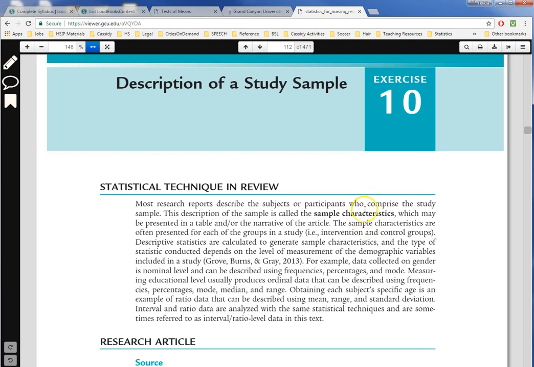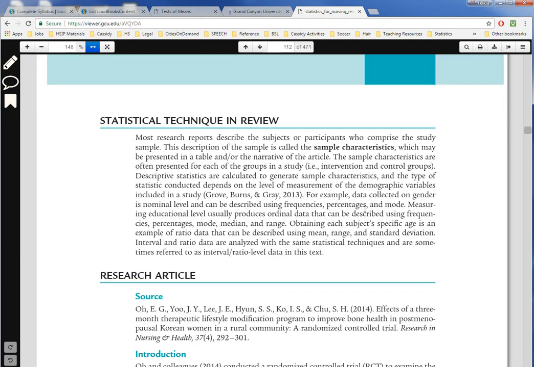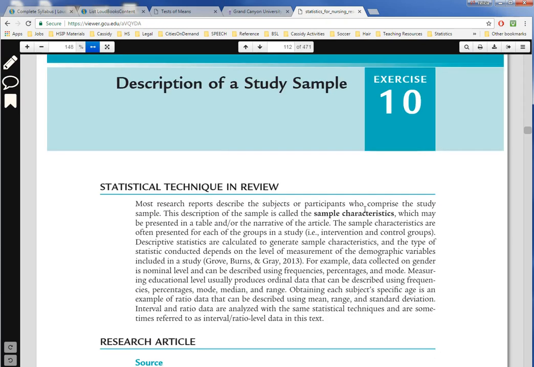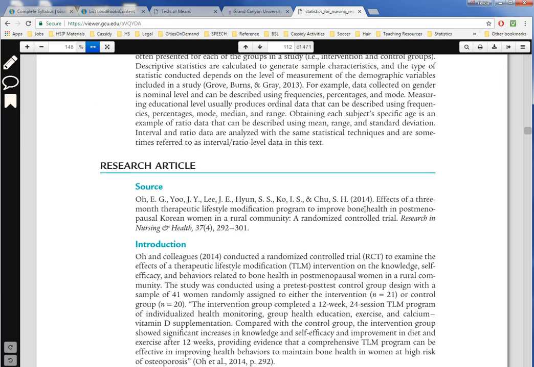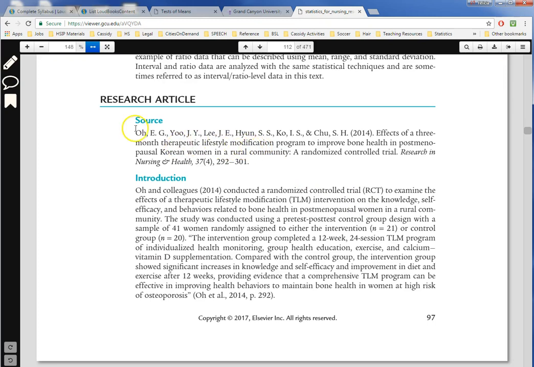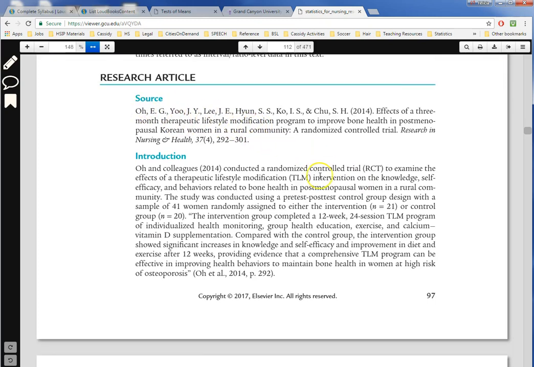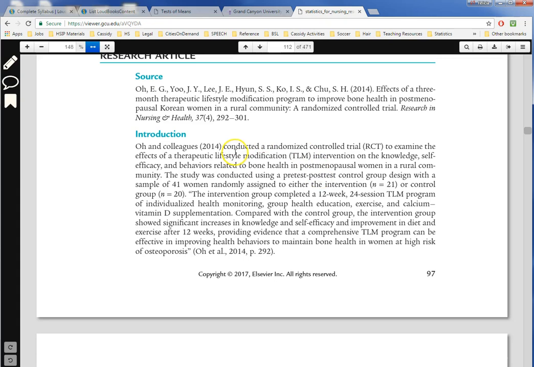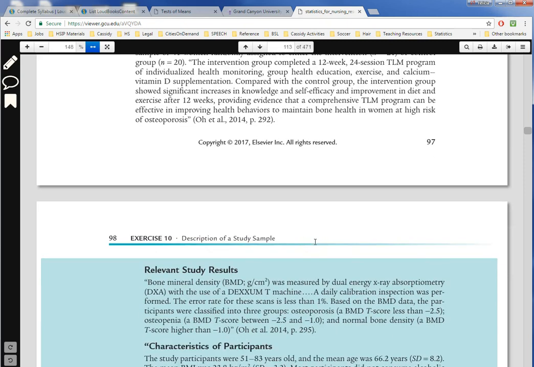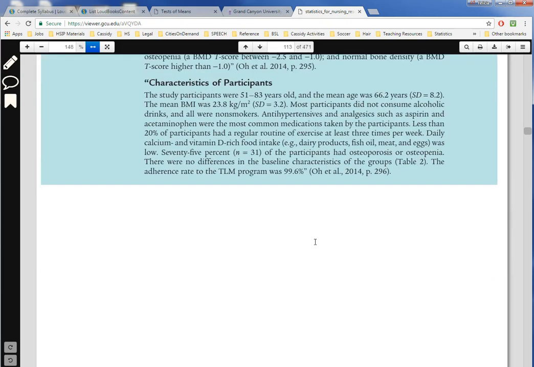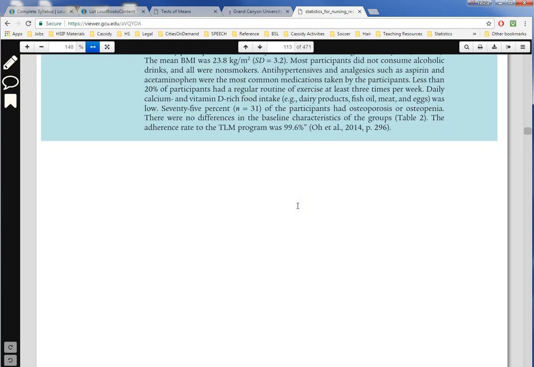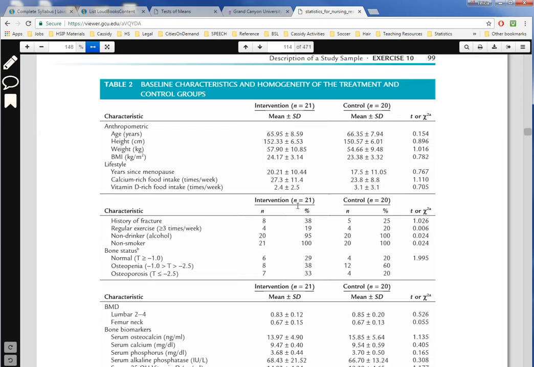So here is the chapter that goes over the information that you need to answer those questions. This is called exercise 10, and it's giving me information from this study, which is what I need to answer the question. So to do the first question, you need to just look at the information that they're presenting here and the variables that they're collecting. And we've got information here in the text paragraph and also in the table.